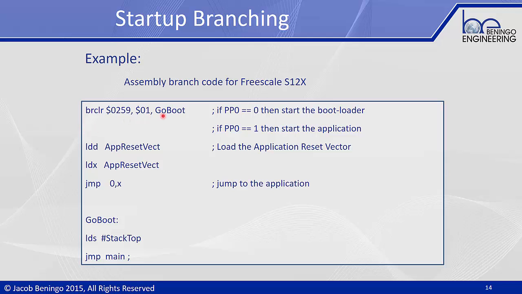what I want to do is go to the boot code. In this case, I'm going to jump over here, go to the boot label, and I'm going to load the stack, go to the top of the stack, and I'm going to jump to the main application for the bootloader. If, on the other hand, it is pulled high, what I'm going to do is load the application reset vector. For this particular processor, this requires two different instructions, LDD and LDX, at which point my application reset vector is loaded, and then I can jump to my application code.